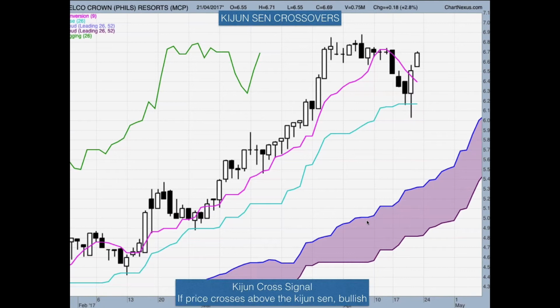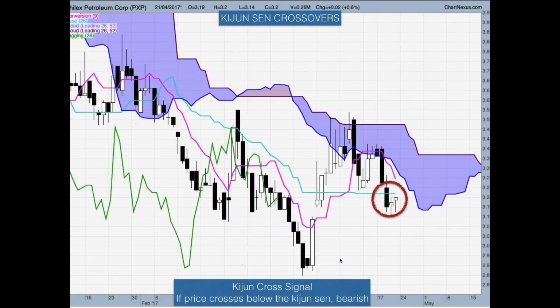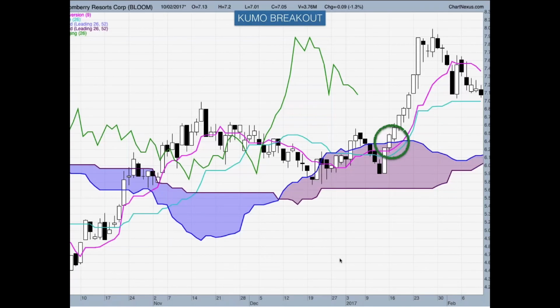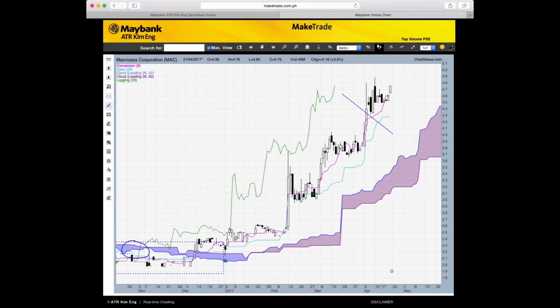Then we have the Kijun-sen crossovers. If price crosses above the Kijun-sen, we are bullish. If price crosses below the Kijun-sen, we are bearish. Another signal is the Kumo breakout. If price breaks above the Kumo, we are bullish. If it breaks below, we are bearish. I'd like to show you examples of Kumo breakouts.